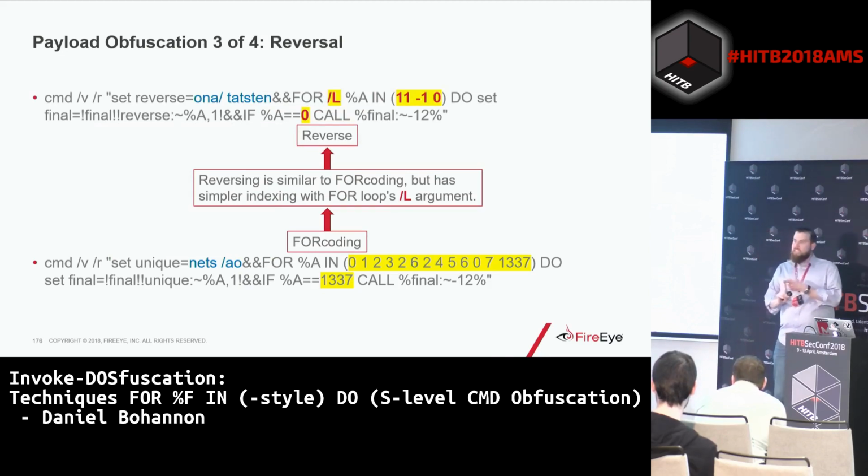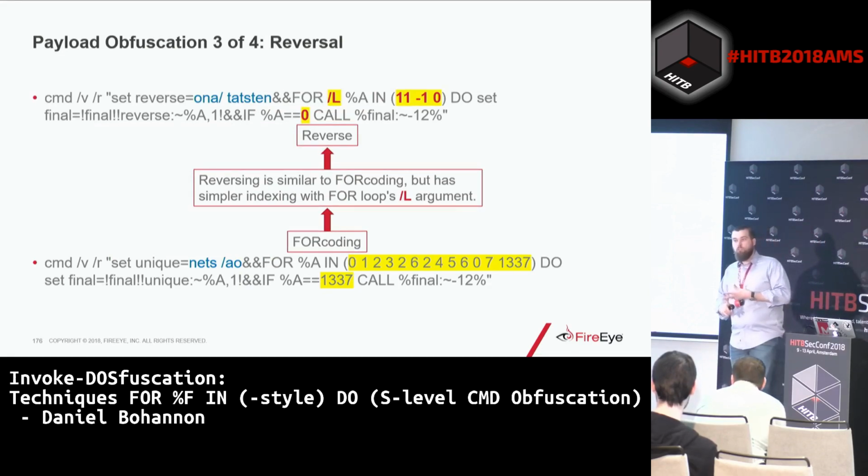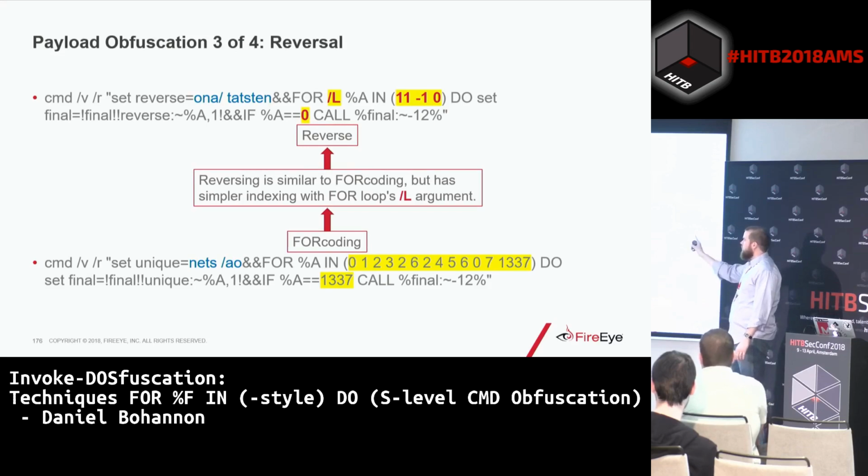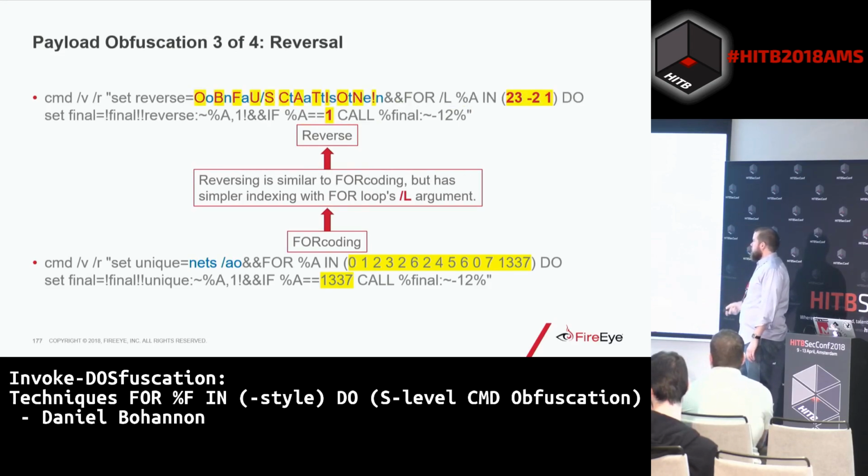So we talked about concatenation, we talked about for loop encoding, or FOR coding. The third one is reversal, which is really similar. It's using the for loop, but we're introducing this /L. So instead of having to spell out all the indexes, we can just say start from this value, work backwards, decrement by -1 until you get to 0, and then you're done. So we basically put our command in reverse, and then it will reassemble it. And we can also add in garbage characters in there and update our values.